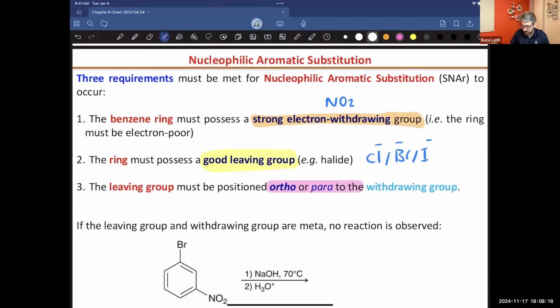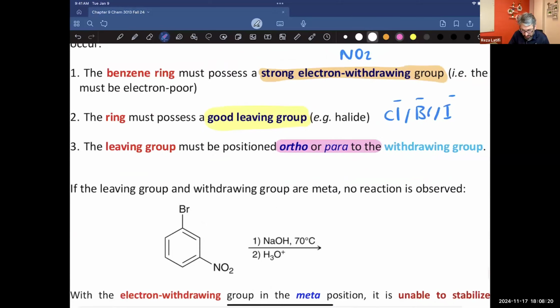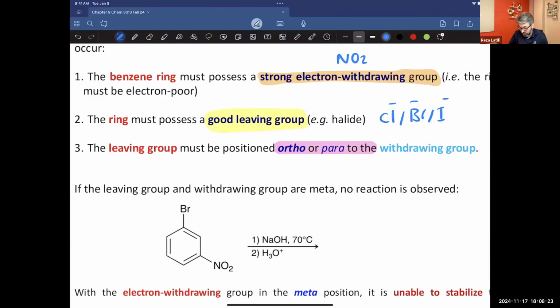Ortho or para position. So wherever you put the electron withdrawing group, for example, let's say we have this, I'm going to put the nitro here and I have a ring. I can put the halide or the leaving group in ortho positions or in a para position, and for example, let's put it here, and that's going to be a para position. So either ortho or para position relative to the electron withdrawing group.